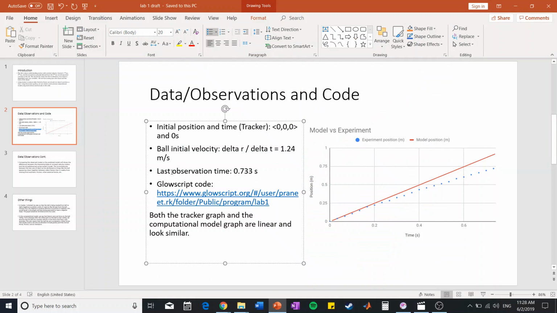And the last observation time being 0.733 seconds. So the total time, delta t, basically. Putting all that into GlowScript code yields this.